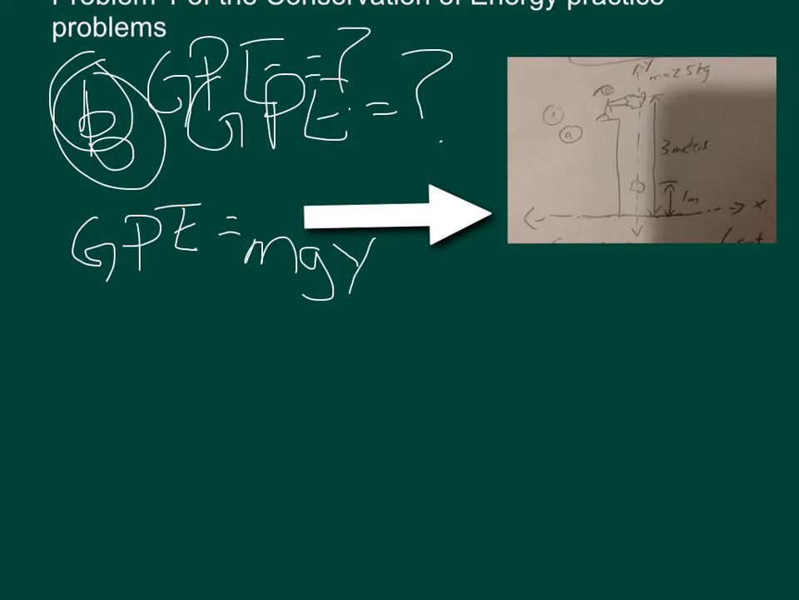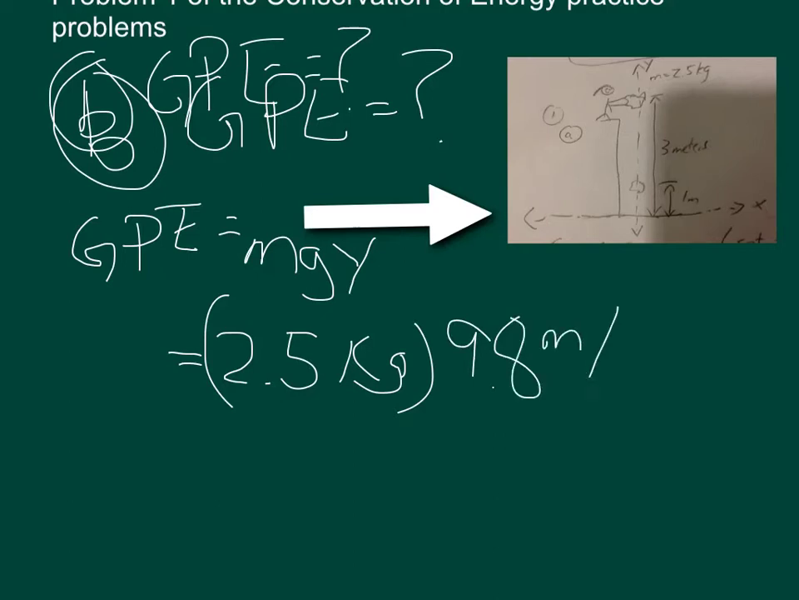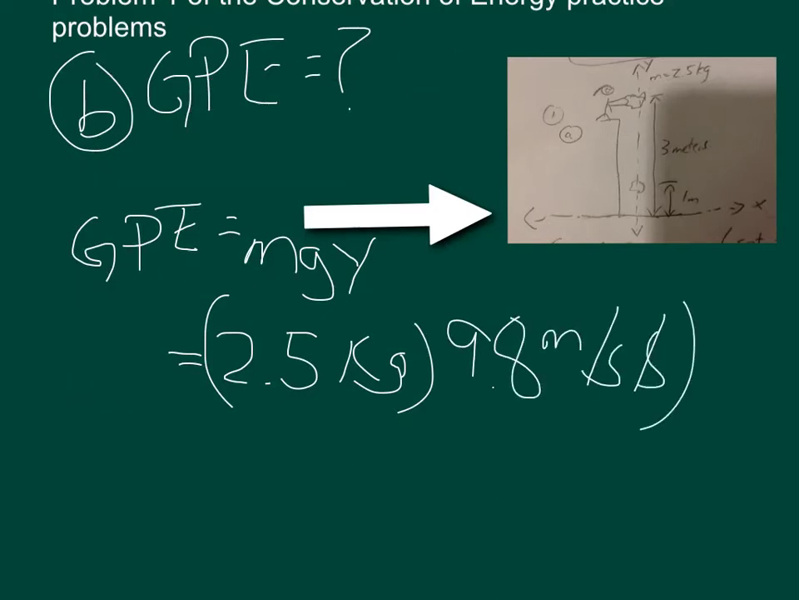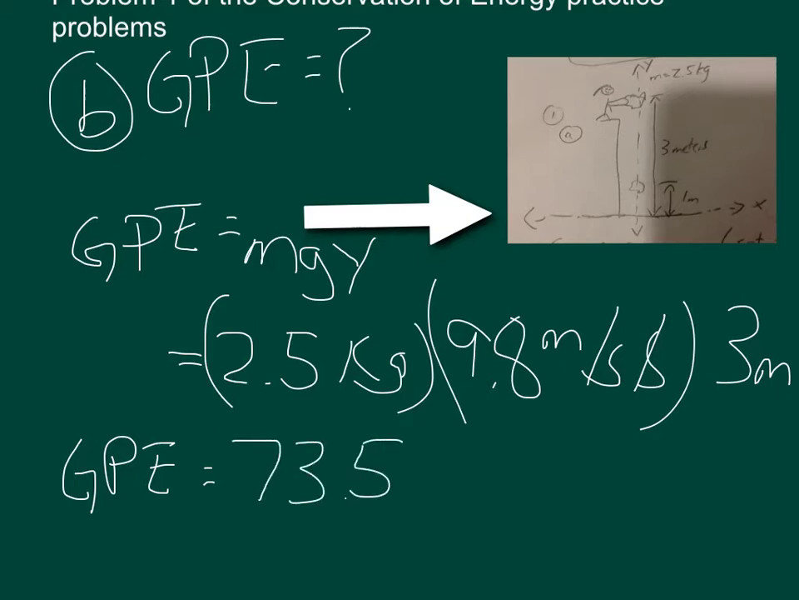Now when we plug in the values here, the mass is 2.5 kilograms, the acceleration due to gravity is 9.8 meters per second squared, and the height is 3 meters. So this is a fairly straightforward problem. All we have to do is just multiply these three numbers together. And when you do that on your calculator, you get a value that the gravitational potential energy is 73.5.